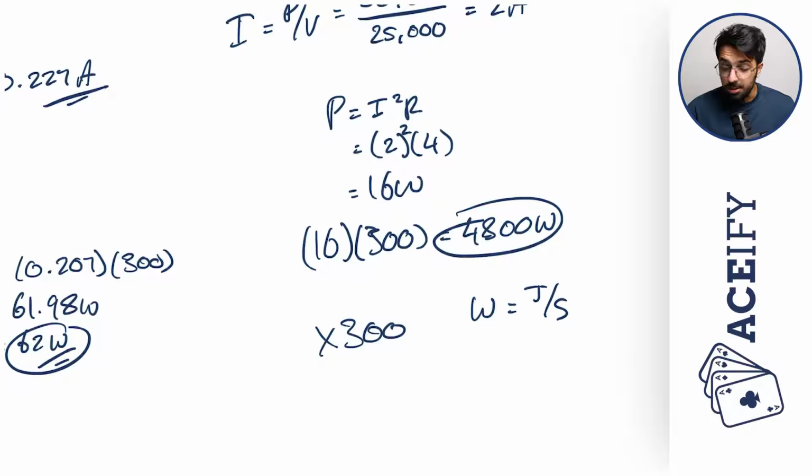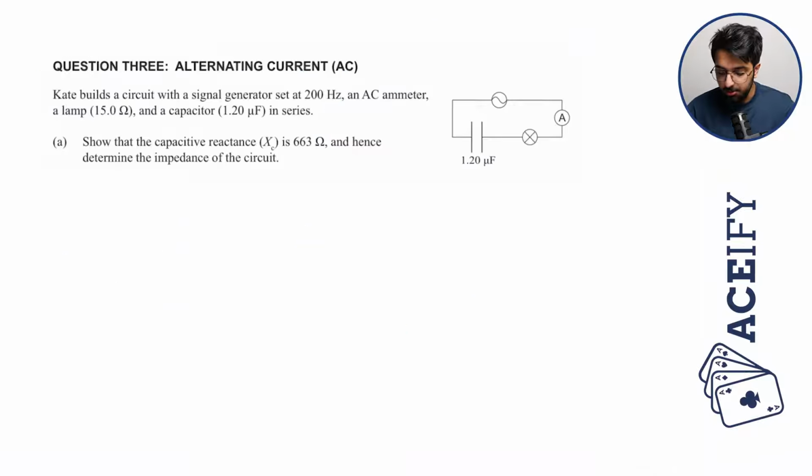And so we're losing 300 times more energy per second, which obviously is significant, and so you can write that in. Kate builds a circuit with a signal generator set to 200 Hz, an AC ammeter, a lamp of 15 ohms, and a capacitor of 1.2 times 10 to the negative 6 farads. Show that the reactance of the capacitor is 663 ohms, and hence determine the impedance of the circuit.